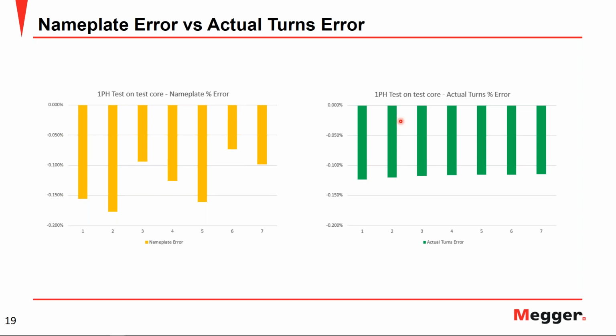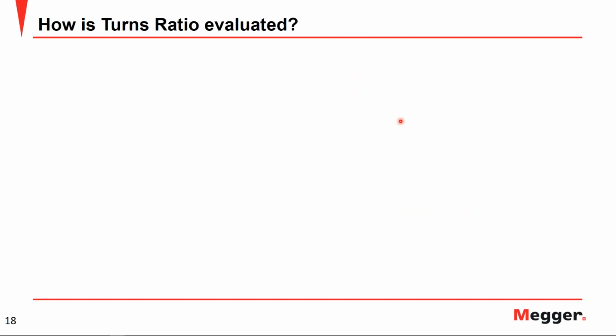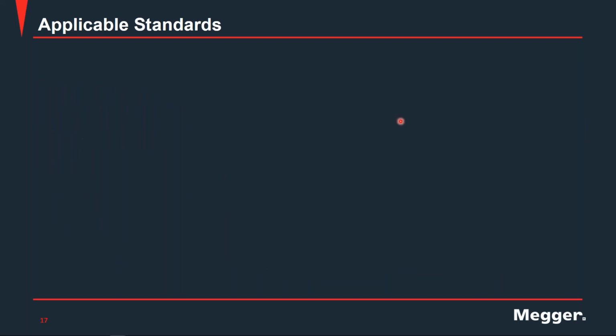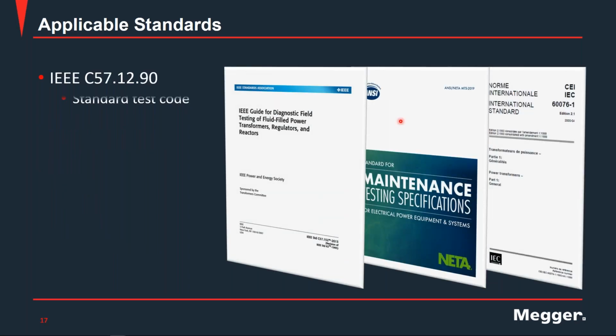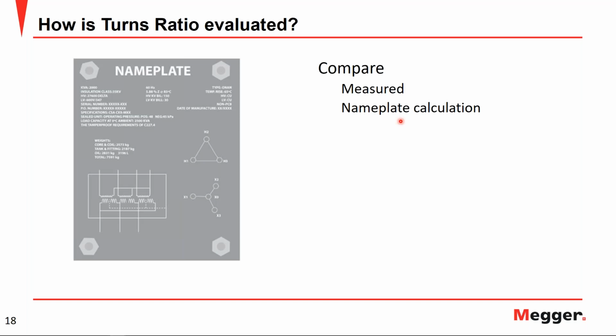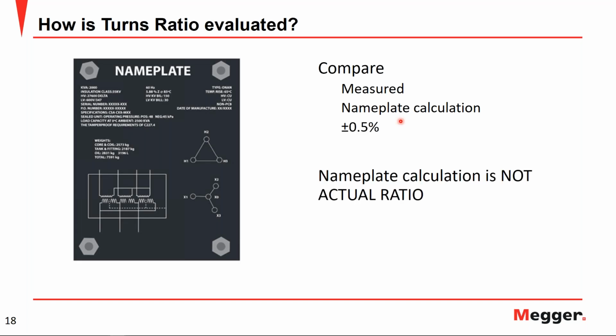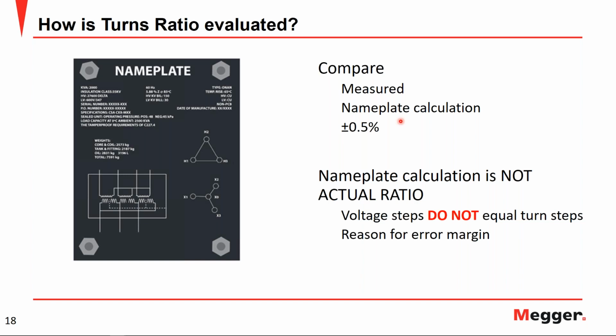So all of the testing that you're going to be doing in the field, all of the testing that is described in the standards, is to that plus or minus 0.5%, to allow for that discrepancy, where the voltage values on the nameplate do not correspond one-to-one to the number of actual turn steps within the transformer.